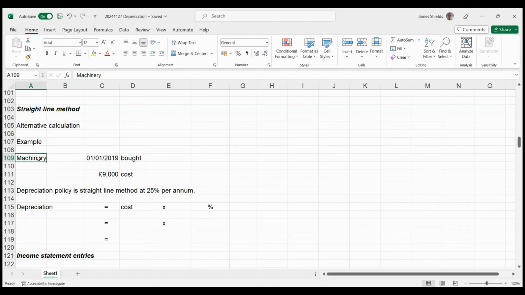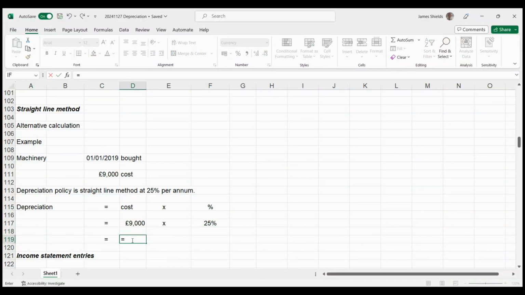Machinery was bought on the 1st of January 2019. It was bought at a cost of £9,000. Depreciation policy: straight line method at 25% per annum. So we've got no estimated useful life of the asset in number of years and no estimated residual value or scrap value. So here, all we do for this one, we take the cost and multiply it by the percentage. So the cost here, we're told, was £9,000, and the percentage is 25%.